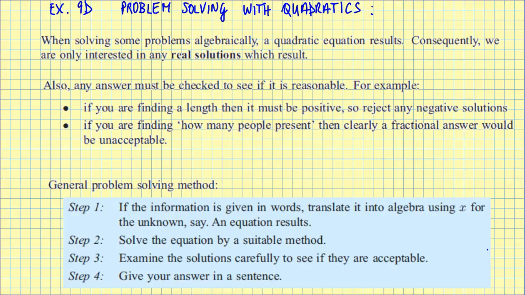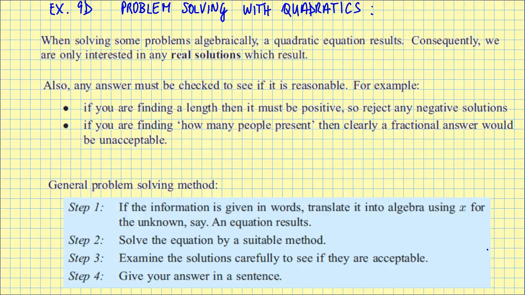Hi everyone, we're starting our last section in Chapter 9, which is on problem solving with quadratics, and it's found in section 9D of your textbook. So when we need to solve word problems, we are using all the forms of factorization that we've learned thus far, and we're now applying them to word problems. And how do we solve word problems using factorization?